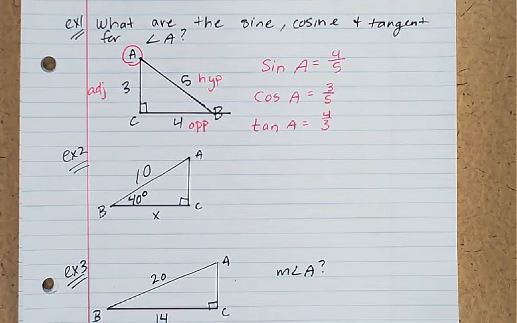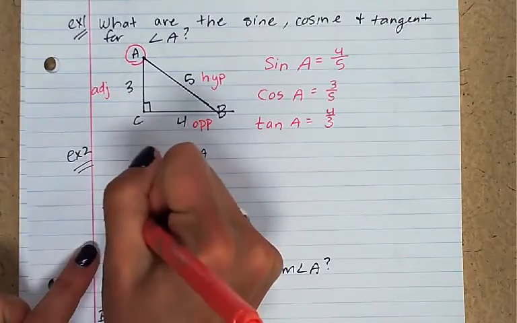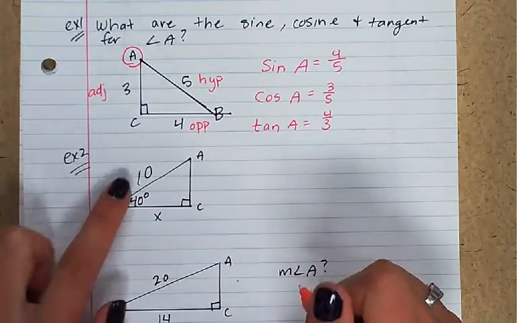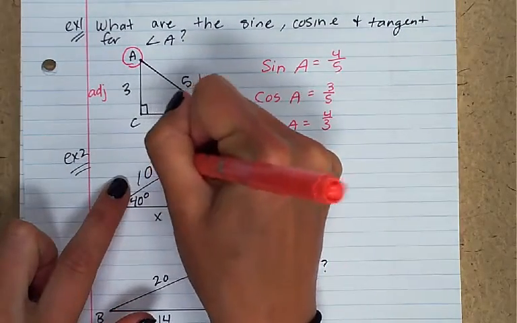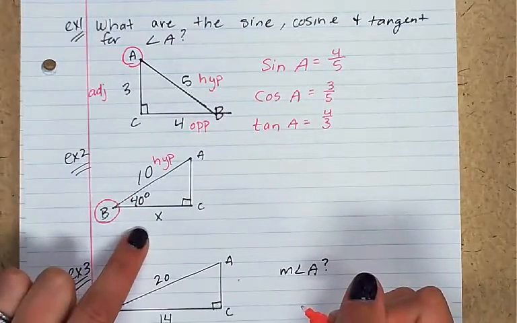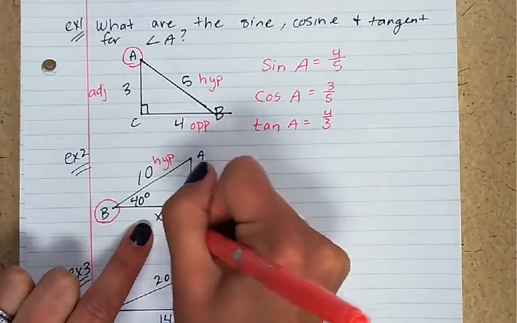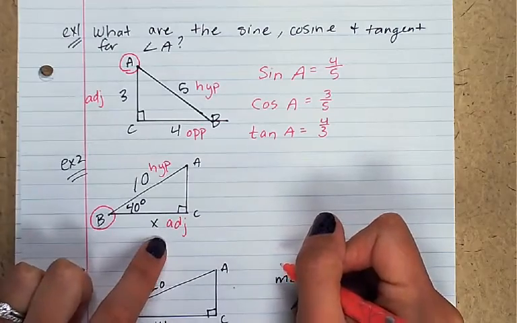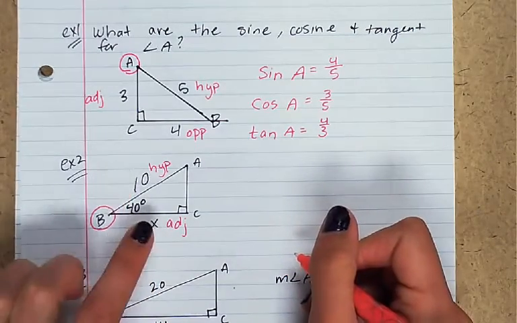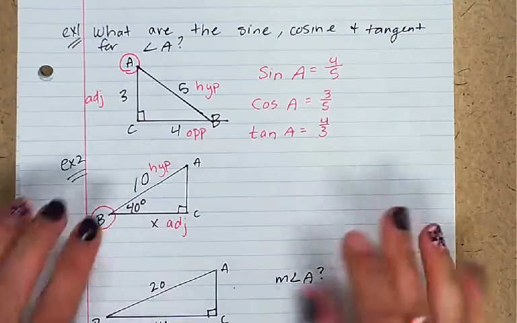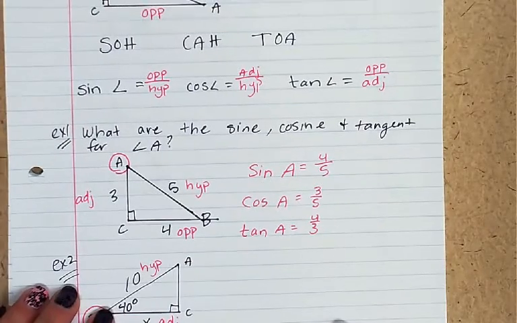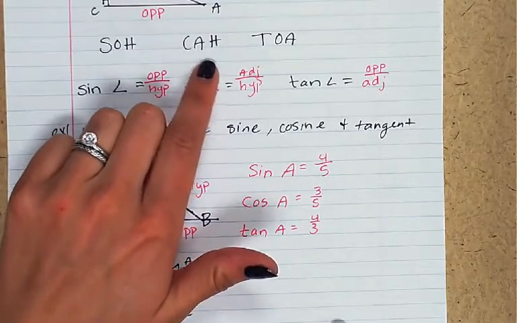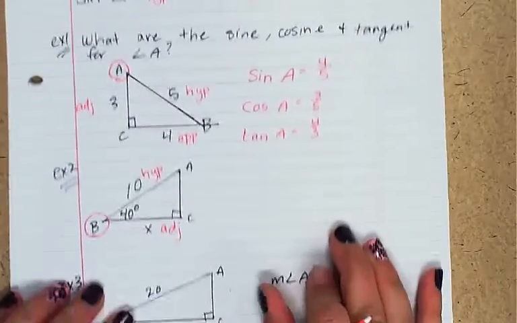For example 2, we have to find the value of x. Angle B is our reference angle here. They give us the hypotenuse. What side are we looking for? What would we call this side? The adjacent. So we're looking for adjacent, and they gave us hypotenuse. We need the trig function that has the A and the H, that's this one. So I know I need to use cosine to solve for x here.